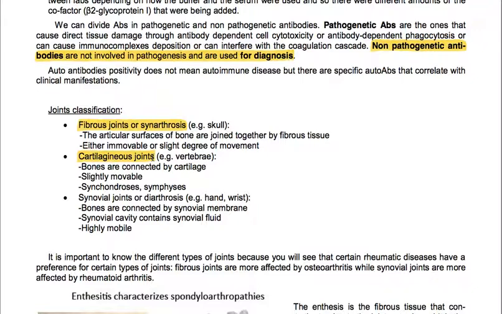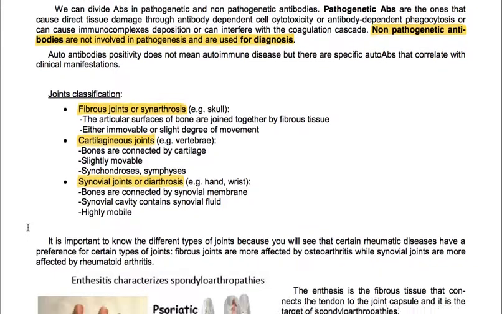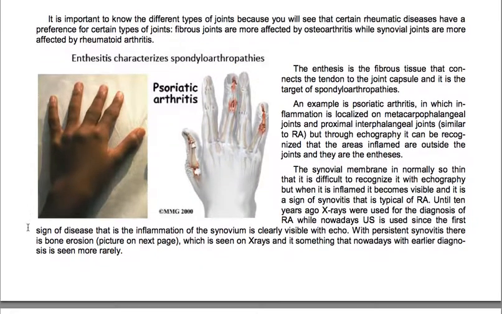You can also have synovial joints, or diarthrosis, such as in the hand and wrist. Bones are connected by synovial membrane. The synovial cavity contains synovial fluid and they are highly mobile. It's important to know the different types of joints because you will see that certain rheumatic diseases have a preference for certain types of joints. Fibrous joints are more affected by osteoarthritis, while synovial joints are more affected by rheumatoid arthritis.